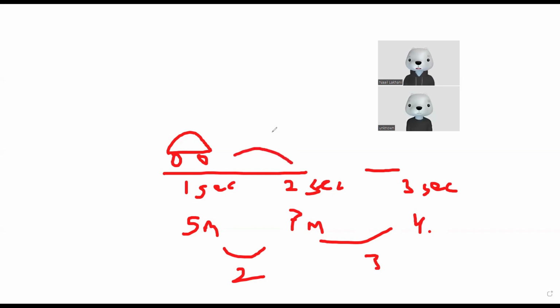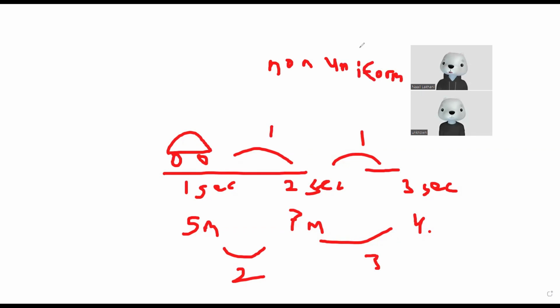And you see, what is the difference between 1 and 2? 1 and 1. You can see how the distances don't match. So this is what you call non-uniform motion, okay? So basically, if you want the textbook definition, it's just you're traveling unequal distances in equal intervals of time. Remember, in uniform and non-uniform, the time does not change.